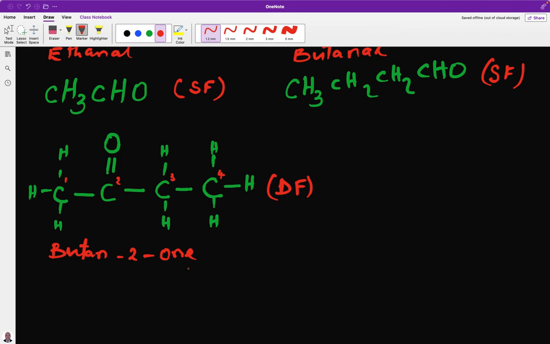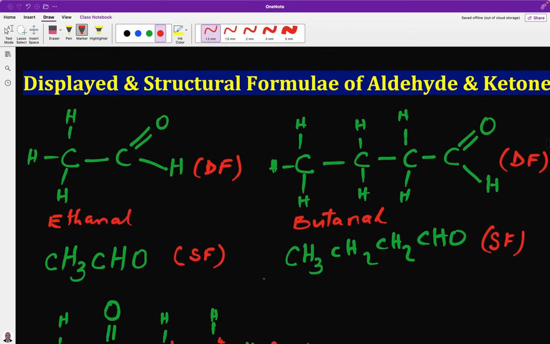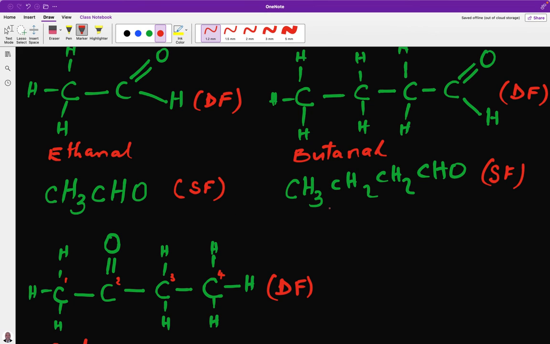Now, the structural formula for this would be CH3COCH2CH3. This is SF, the structural formula. Oh, I did not give the name for this one here. Okay.